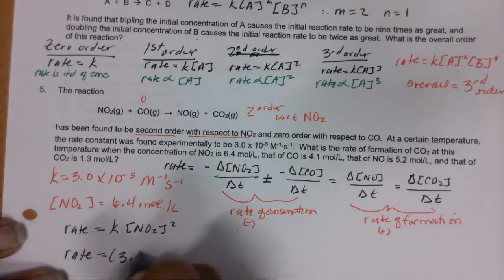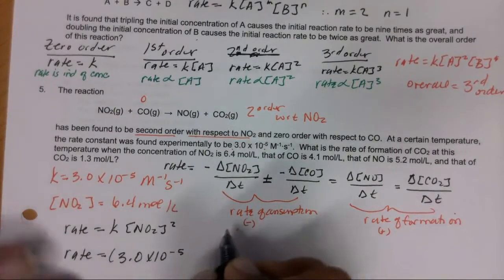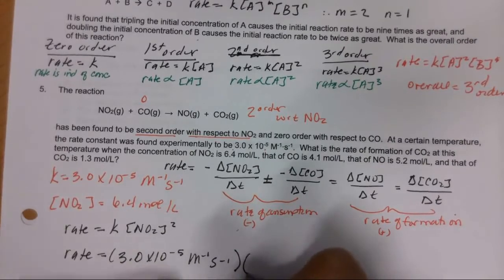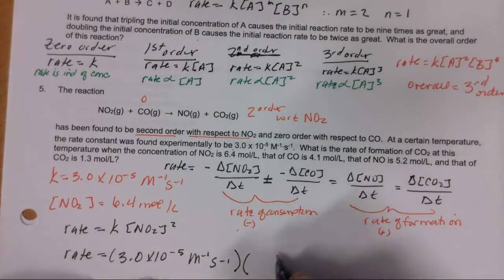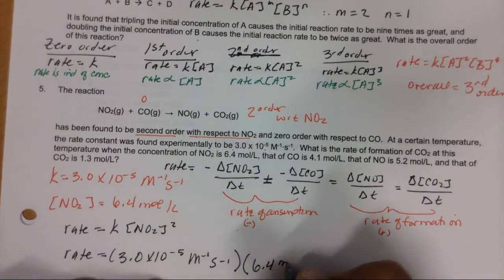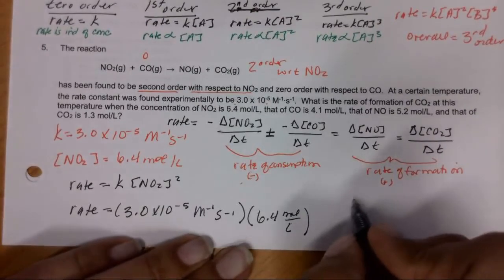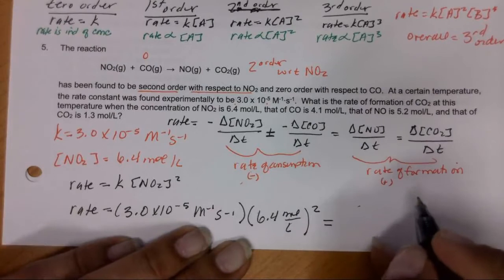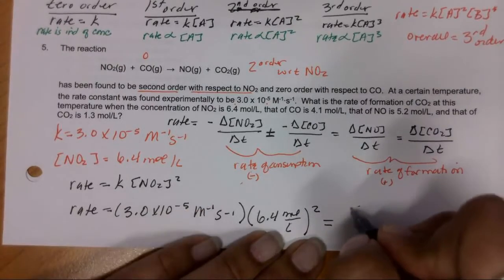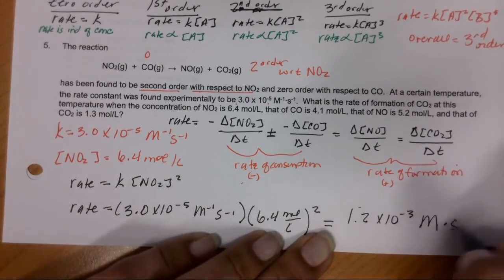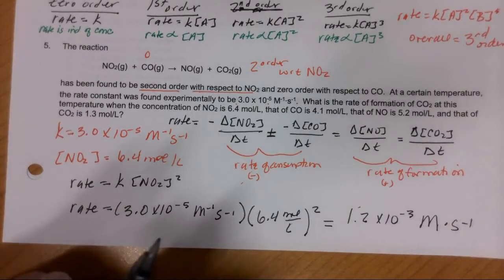then we can say that the rate is equal to, we were given k, that's 3.0 times 10 to the negative 5, go ahead and put the units in here, times what were we given? The concentration of this is 6.4 moles per liter, which we know to be molarity, and this is squared because it's second order. That's going to be equal to 1.2 times 10 to the negative 3 moles per liter per second.